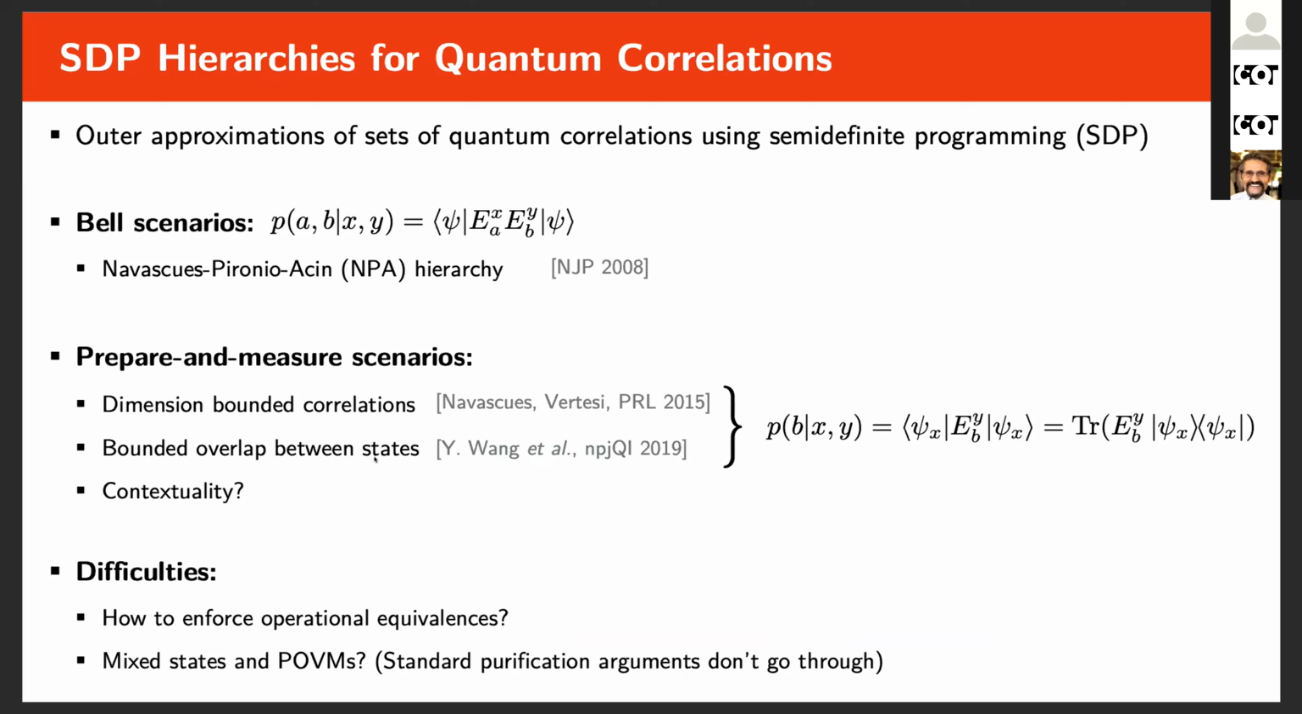There are a couple of reasons for this, or difficulties that arise when one tries to extend it to contextuality. The first of these is how to enforce the operational equivalences within the hierarchy itself in SDPs. And unlike, say, Bell inequalities and most other cases that have been studied, it's not necessarily clear that we can assume that we always have pure states or projective measurements. And this complicates things a little bit.